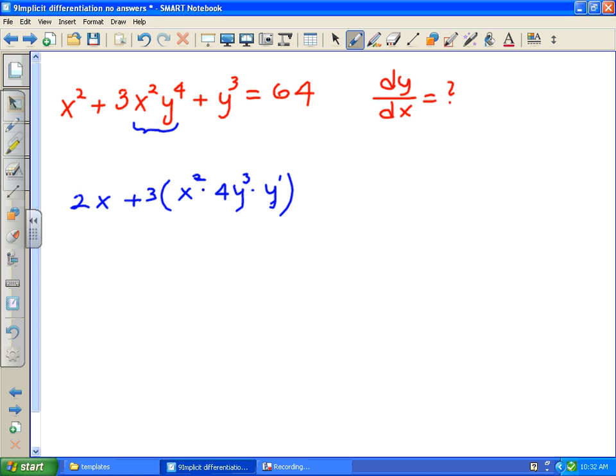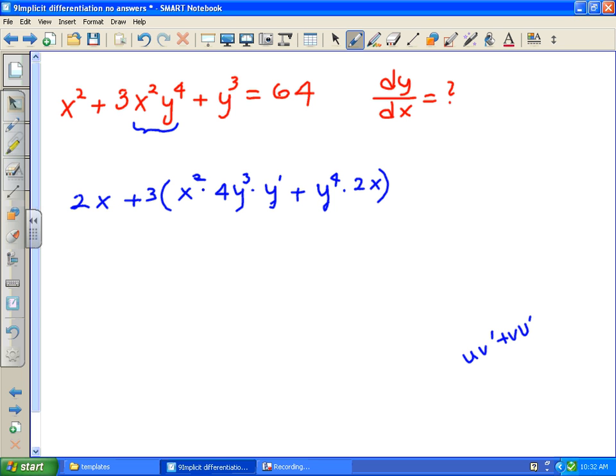right? Oops, I don't want to close the parentheses just yet. I'm not done with the product rule, right? Plus, according to the product rule, you write down the second expression as it is, and you multiply that with the derivative of the first. The derivative of x squared is 2x. Again, the product rule is something like this: uv prime plus vu prime. So we need two terms when you apply the product rule.